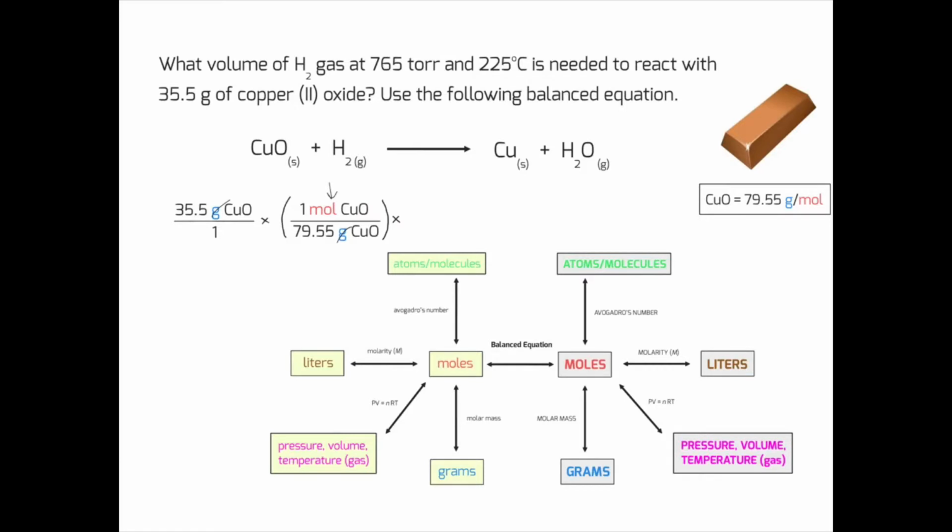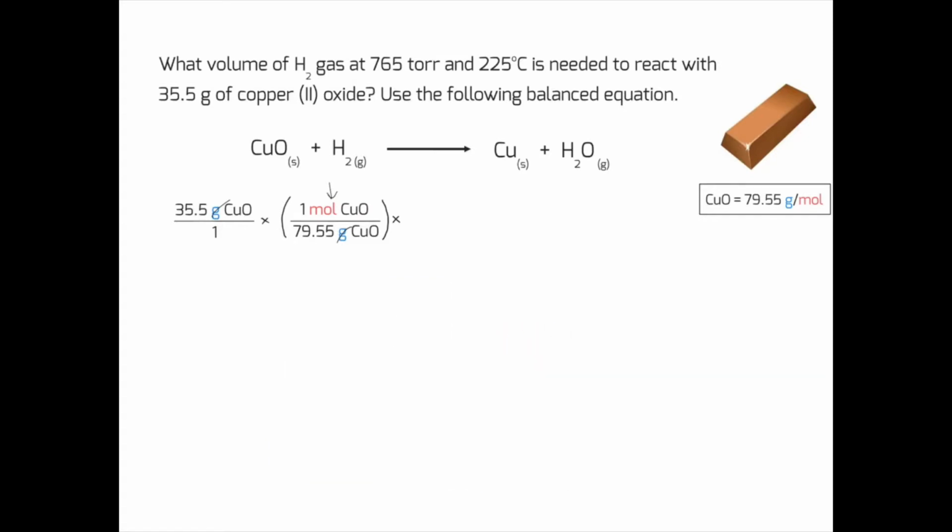So now we're here on our diagram, which means that our next step is to convert our moles of copper(II) oxide to moles of H2 gas, and we do that by using our balanced equation. Looking at the balanced equation, we see that we have 1 mole of copper(II) oxide per 1 mole of H2 gas.